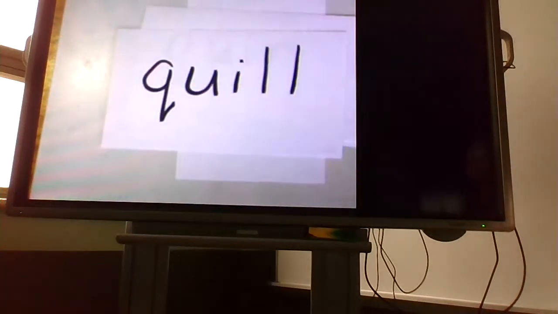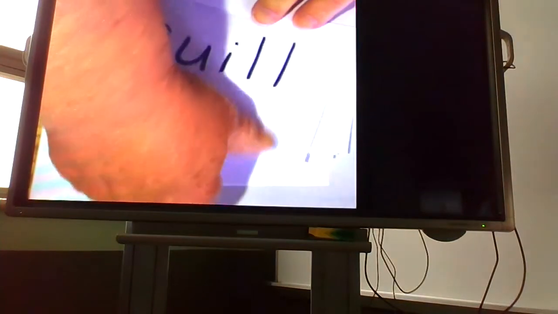And then we have this one here. Quill. Qu-i-ll. We also have a Jeff rule in that word. And that's at the beginning of the word. Quill. Okay, let's see if we can spell some words.